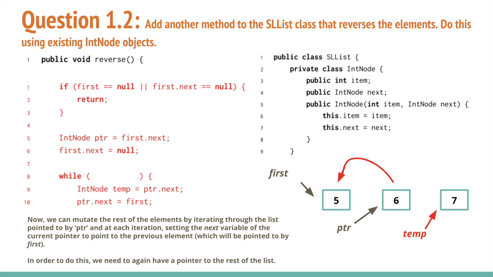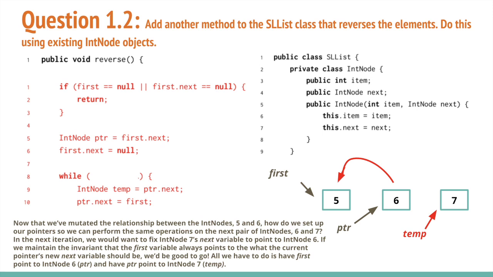So to summarize what we have so far, we have our while loop that's going to iterate through the elements of pointer. And then at each iteration, we're going to set temp equal to pointer.next, and then pointer.next equal to first.